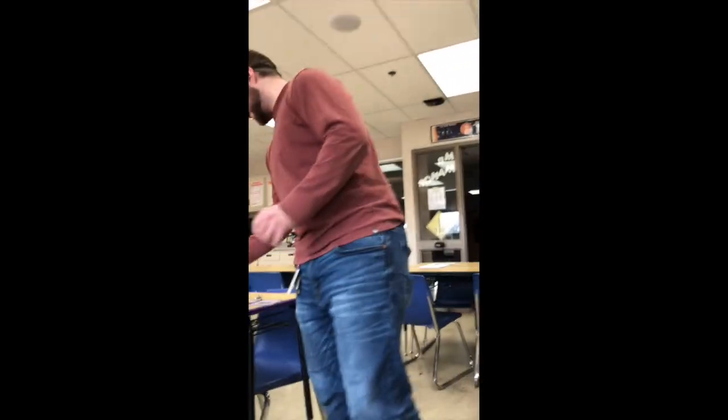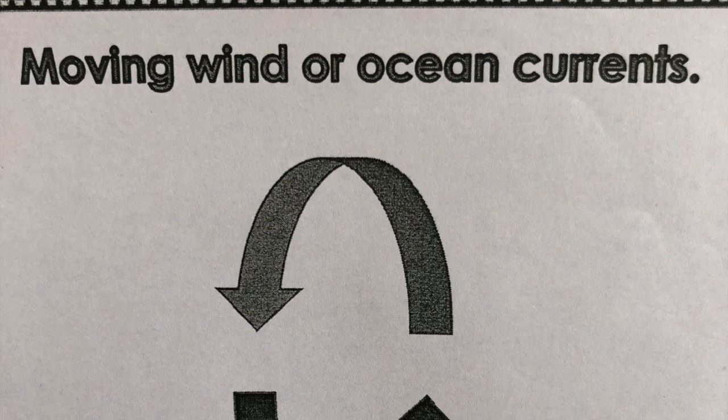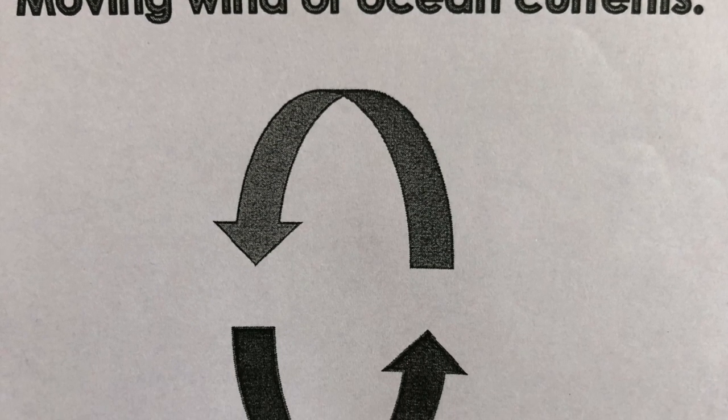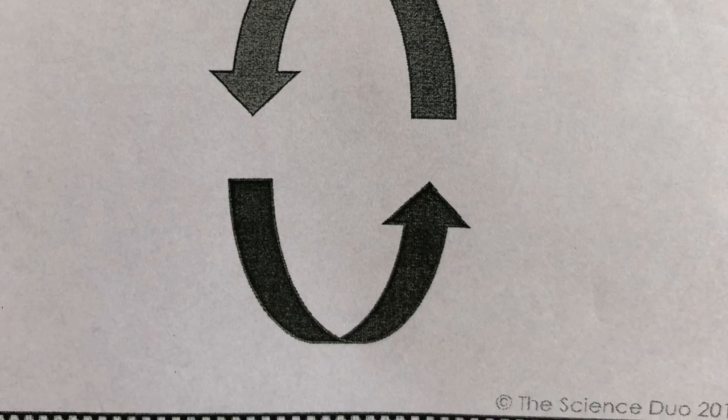Let's go through a few more here. Moving wind or ocean currents. Whenever you see arrows like this showing a circular motion, I always think convection.